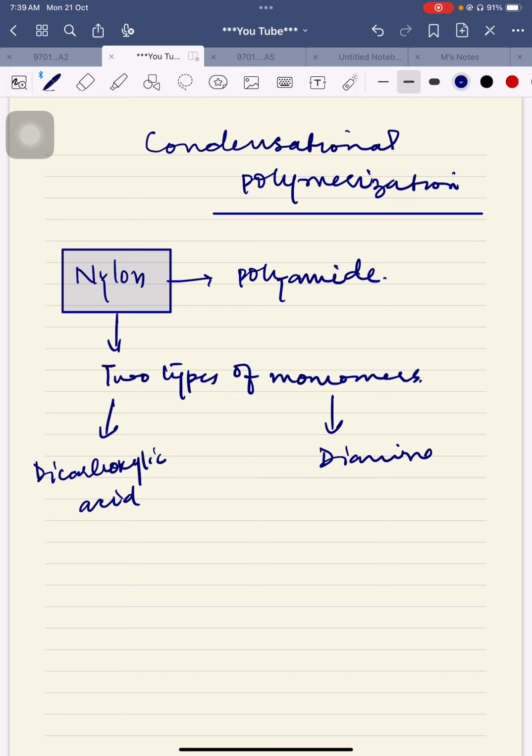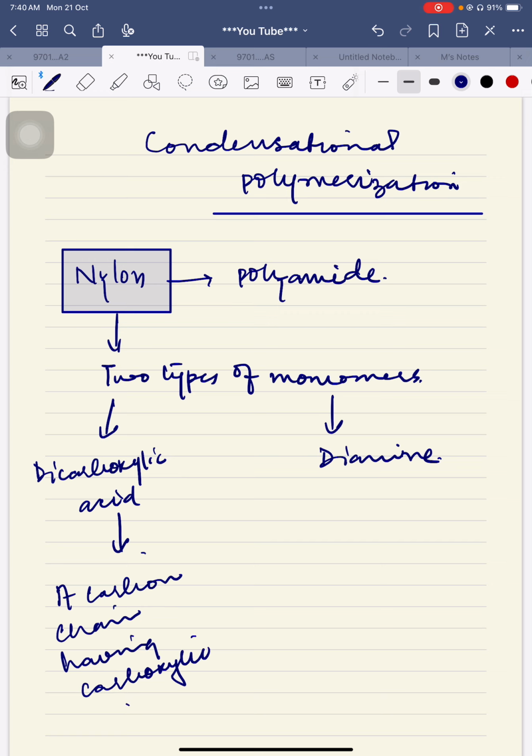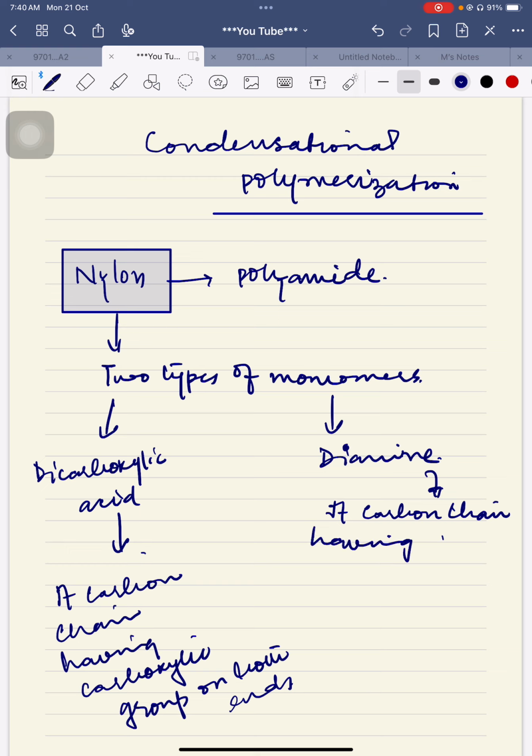Okay, now the point is this: what is a dicarboxylic acid? A dicarboxylic acid is a carbon chain having a carboxylic group on both ends. And what is a diamine? A diamine is a carbon chain having an amino group, NH2, on both ends.